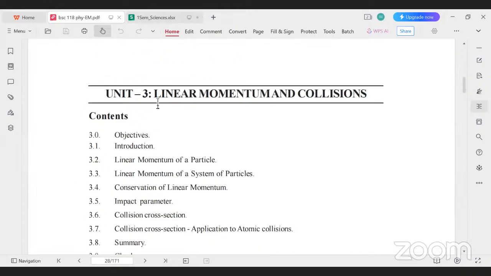This is your topic, linear momentum and collisions. So what is collision? What is linear momentum? We need to know. I'll explain how this takes place. Linear momentum is nothing but a vector quantity. We keep on talking about vectors, right? So we need to talk about vector quantity.